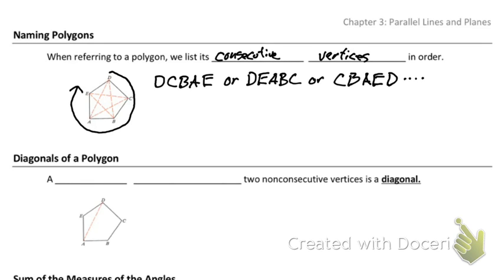The only thing you can't do is skip around. You can't call this like C, A, D, E, B. It has to go either counterclockwise or clockwise. But you can pick any letter to start off with, just as long as you go counterclockwise or clockwise to pick the rest of your letters.